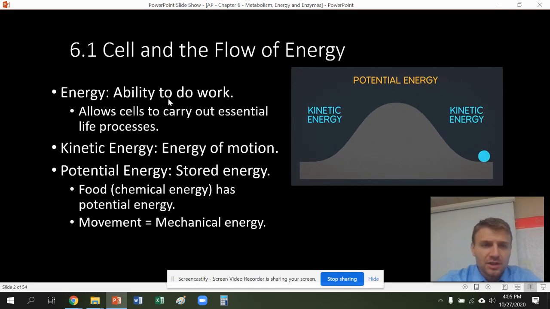So remember that energy is just the ability to do work. This is what gives our cells the energy and the capabilities to carry out cellular processes. The difference between kinetic energy and potential energy, as you can see here: kinetic energy is the energy of motion, it's moving, and potential energy is just stored energy. We're going to see that in specific foods that we eat, and then we're going to transfer that energy into other potential energy in the form of ATP.